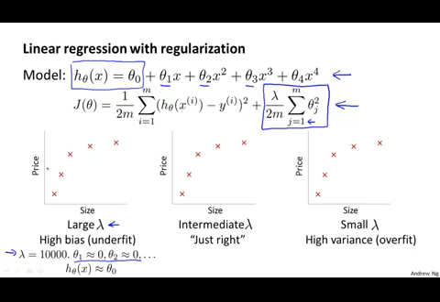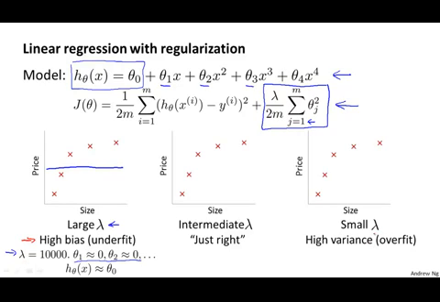And so we end up with a hypothesis that more or less looks like that. So it's more or less a flat, constant straight line. And so this hypothesis has high bias and it badly underfits this data set. So the horizontal straight line is just not a very good model for this data set.